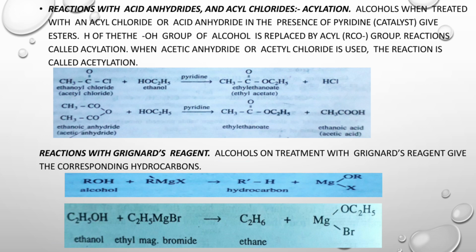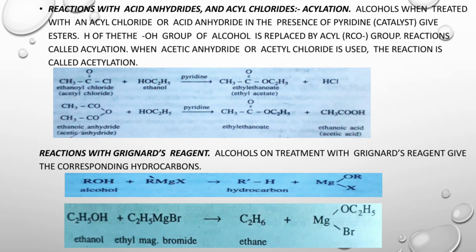Another we have reaction with Grignard's reagent. Alcohols on treatment with Grignard's reagent give the corresponding hydrocarbons. ROH plus R dash MgX gives R dash H, that is hydrocarbon, plus ROMgX.